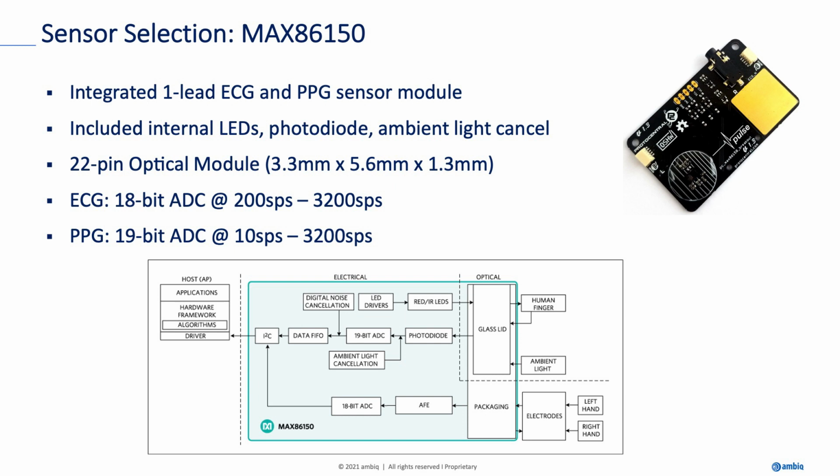It's a bit bigger because it's an optical module. It basically has the optical photodiode, where you can put your finger directly on top of it or your wrist. And in terms of its sampling for the ADC, it's 18-bit resolution for the ECG, 19 for the LED, and that could be sampling from 100 to about 1,000 hertz.